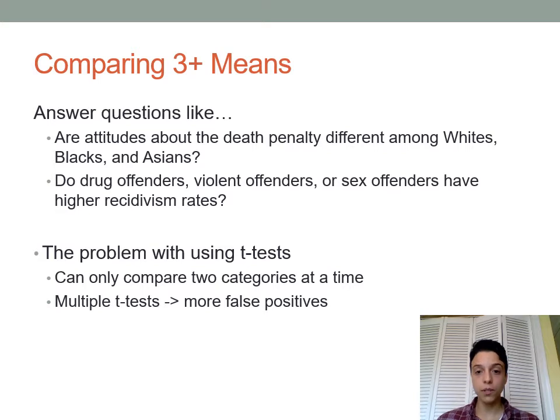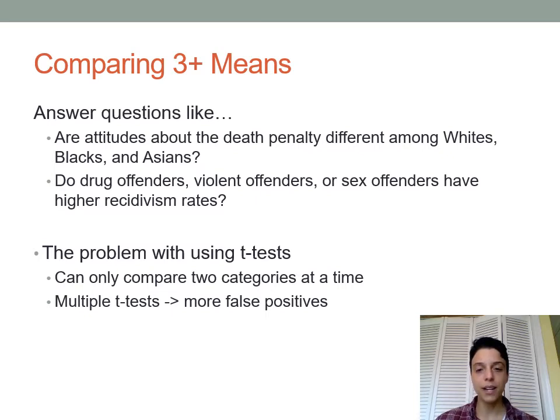And if you were to do multiple t-tests, so for example, compare death penalty attitudes among white people and black people, and Asian people and white people, then you get more of what are called false positives. And at the end of the hypothesis testing unit, I'm going to talk a bit more about what false positives are and why you want to look out for them. But for now, just take my word for it that we want to avoid that.